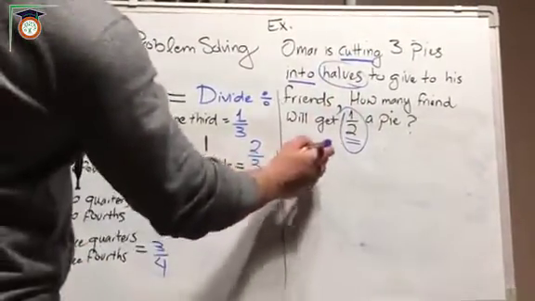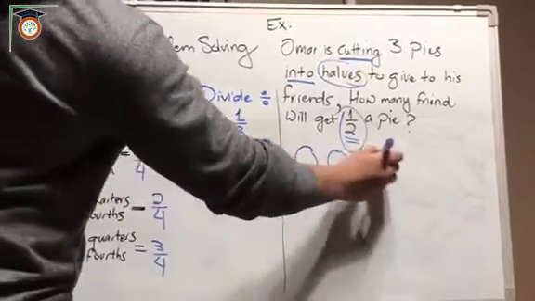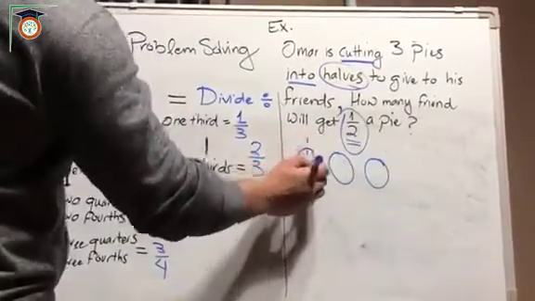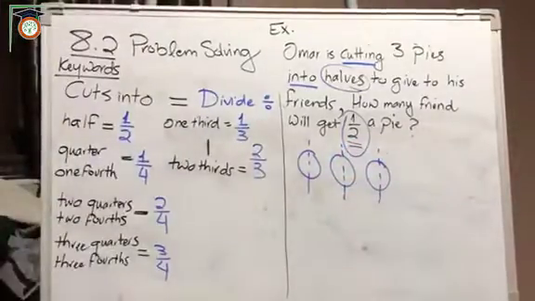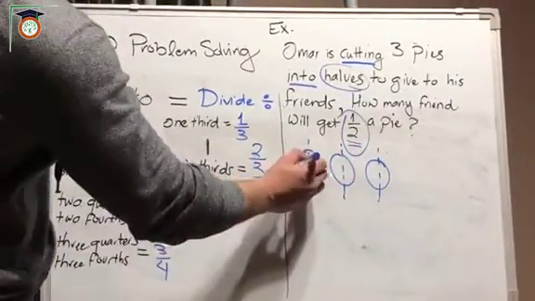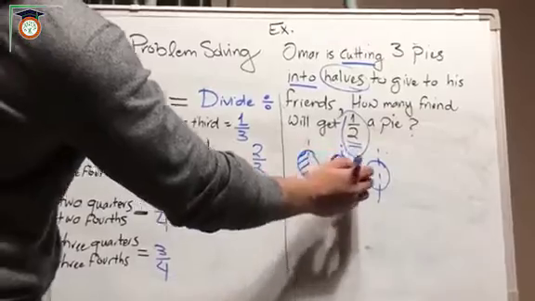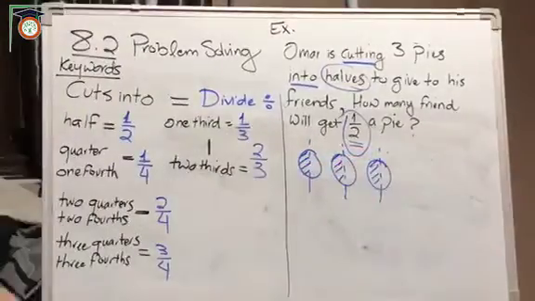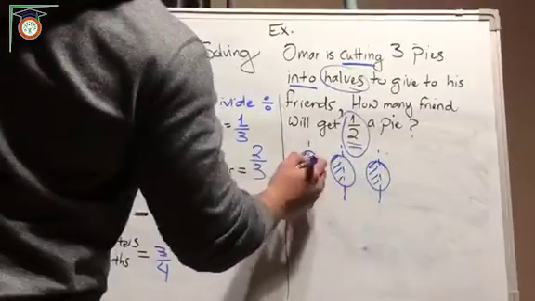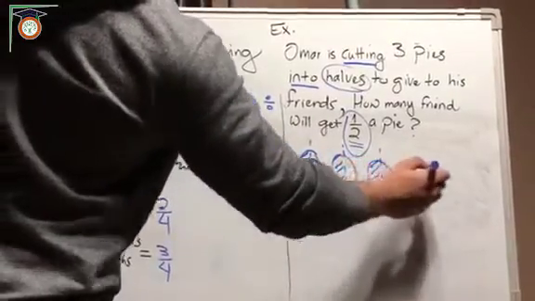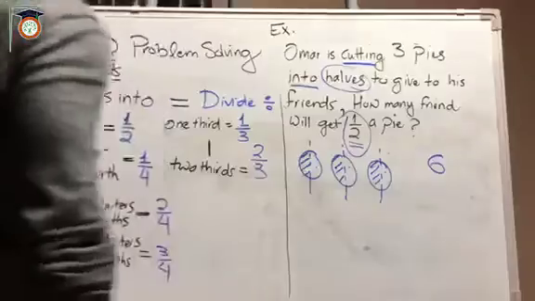That means I have 3 pies and I'm going to cut them into halves in order to give to my friends. So each friend is going to have half a pie. How many friends will have half pies? It's 1, 2, 3, 4, 5, 6. How did I know that it is 6?